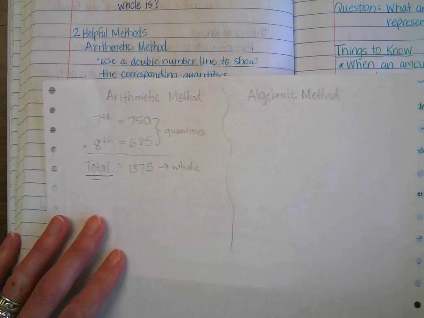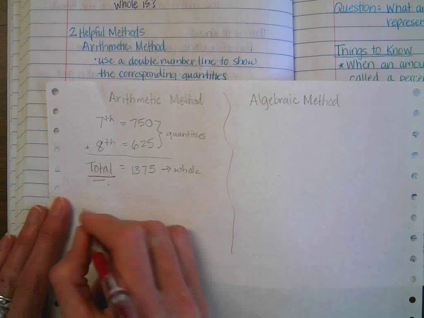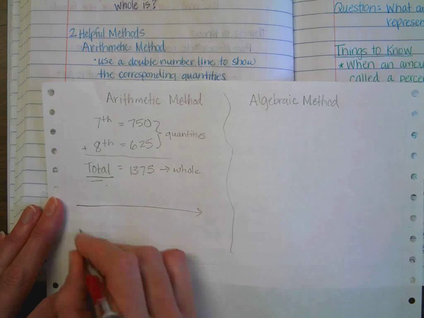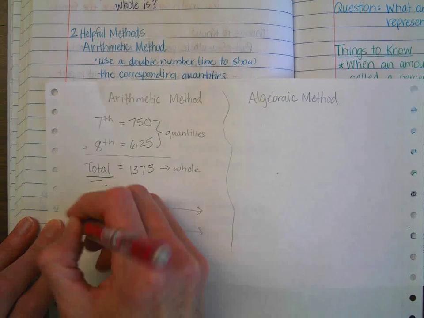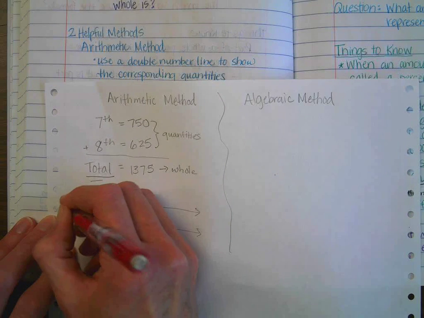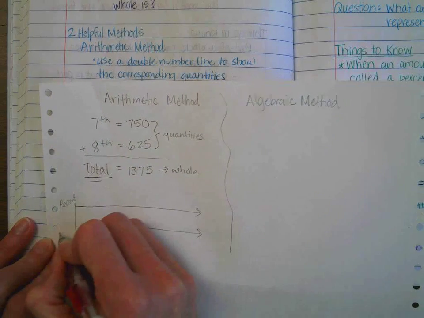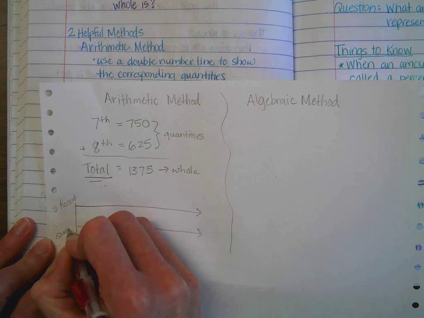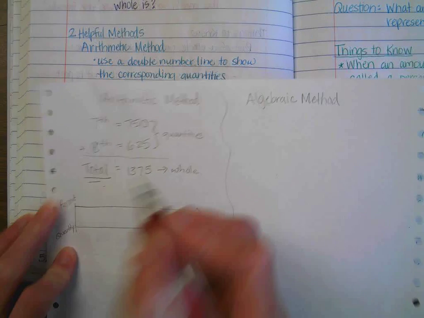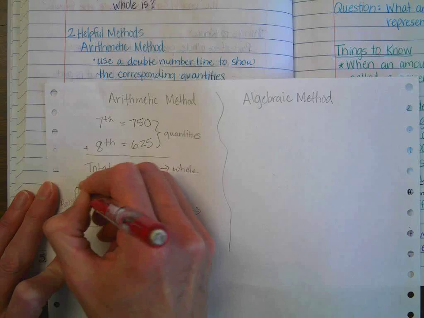Okay? So now, using the arithmetic, if you wanted to do a double number line, we have our double number line here. And we remember that I like to put the percent on the top. Do you have to put the percent on the top? No, you can put it on the bottom. I just get in the habit of doing this because I like to have habits. So I'm putting the percent on the top.